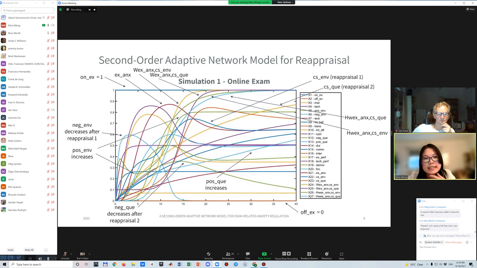Just like we said, it is a second-order adaptive network. So we can see the W states and the H states here, with the processing increasing and controlling the whole system.